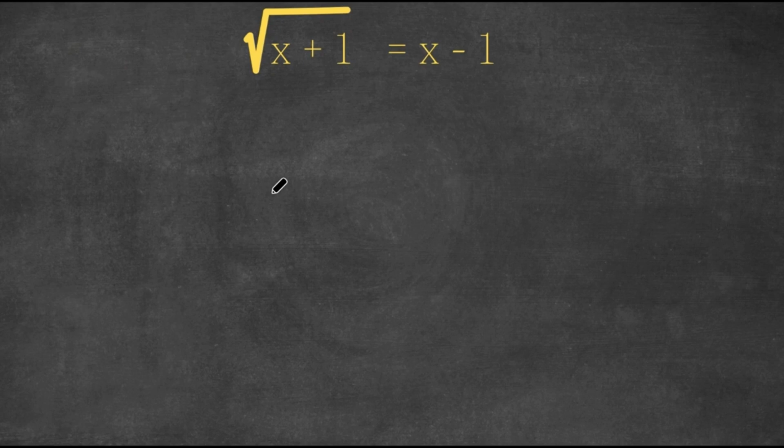In today's video, we're going to be solving this exponential equation. So we have the square root of x plus 1 equals x minus 1. And as you can see, we have a square root here, and we want to get rid of that. That's our goal. So what we're going to do is we're going to square both sides.